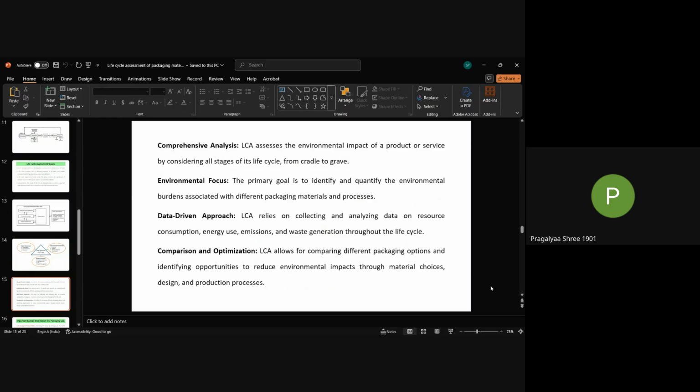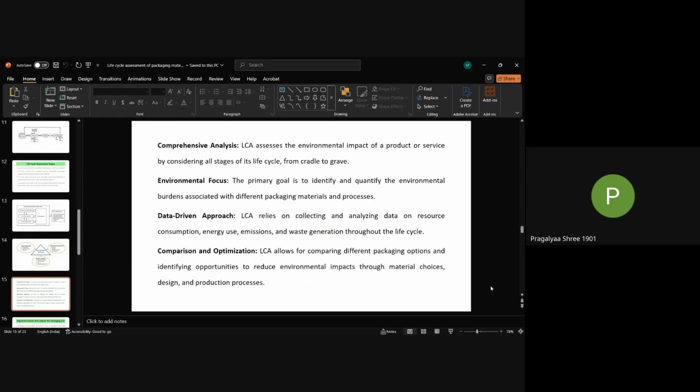Then data-driven approach. LCA relies on collecting and analyzing the data on resources, consumption, energy use, emission, what it is going to emit, greenhouse gases, and waste generation throughout the life cycle. And then next is comparison optimization. So LCA allows for comparison of different packaging options. We can compare different packaging options, means what?